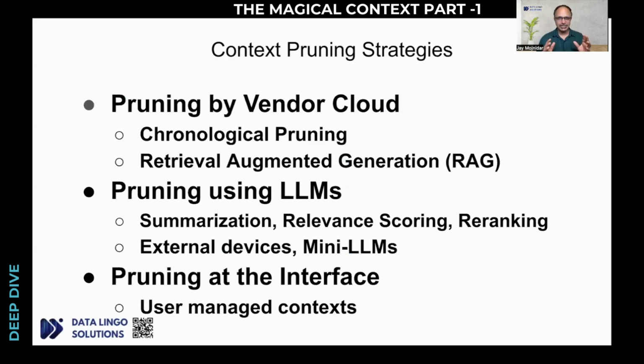Context pruning strategies are a hot topic and can be divided into 3 main categories depending on where the pruning is happening. The easiest and most widely used strategy currently is chronological pruning in the vendor cloud. In this approach, the vendor cloud provider removes the earliest prompts and responses, just willy-nilly cuts it. While this is simple, what if important information is contained in those early parts?